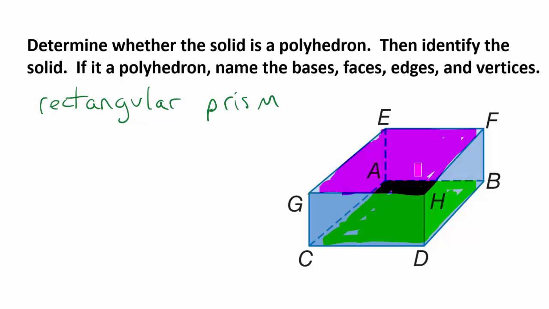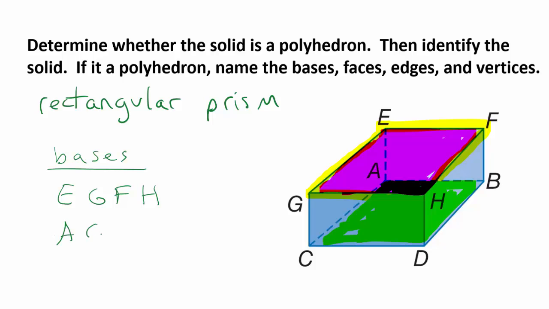Let's start by naming the bases. Because they are rectangles, they're going to have four vertices, and we can begin. I'm going to use a different color here by calling this first base E, G, H, F. That's going to be our first rectangular base. We're going to start just with the bases E, G, F, and H, and then the bottom one you can see is just going to be A, C, D, B.